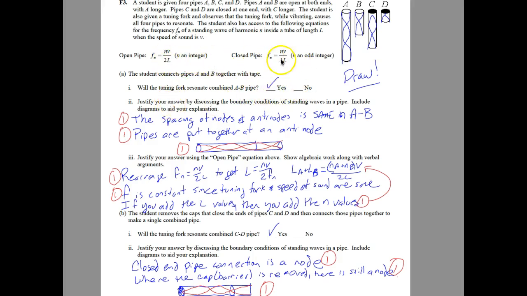Notice they gave you the equations, okay? We're going to put these into the calculator because that's really super important, but you really need to know these. You need to memorize them because they will not always give them to you. So here it says justify your answer by discussing any boundary conditions of standing waves in a pipe. Include diagrams to aid your explanation. So why is it that it resonates?